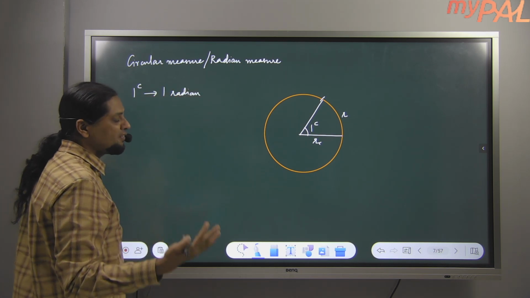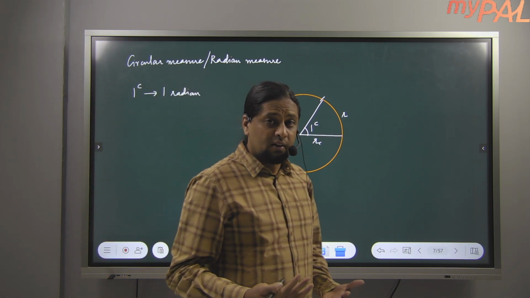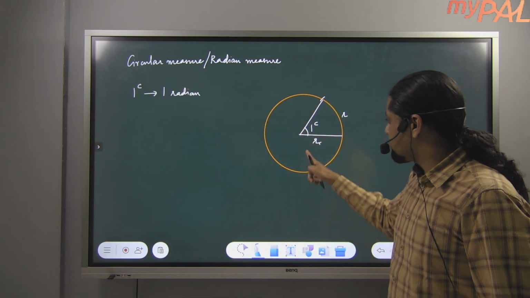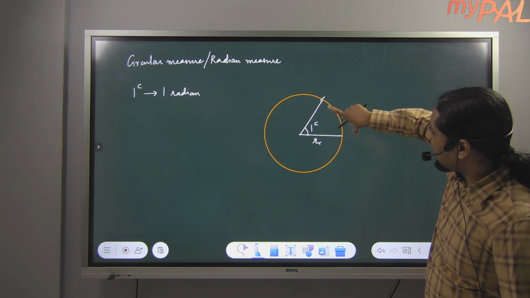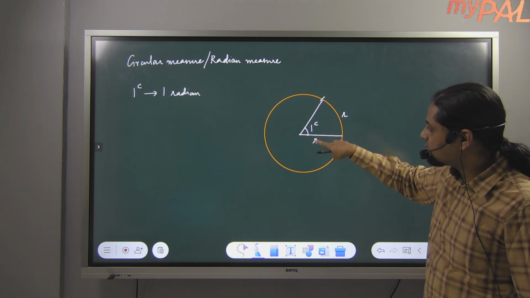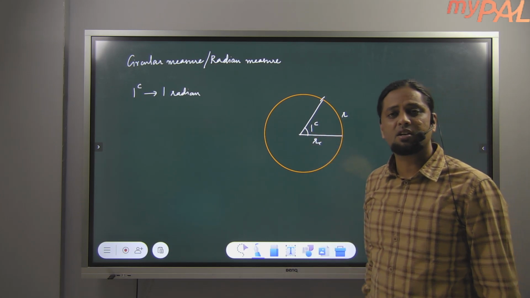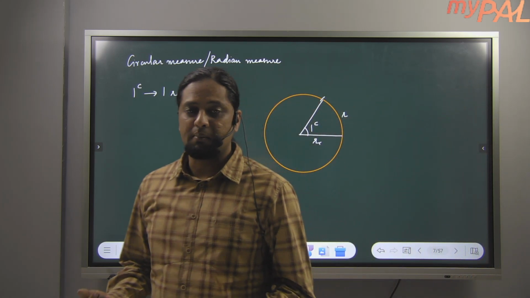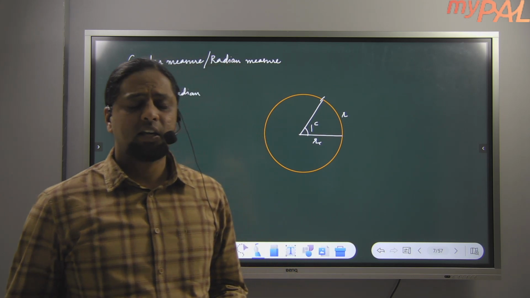I repeat, what's the definition of a radian? In a circle whose radius is r, if I cut an arc whose arc length is r, which is equal to the radius of the circle, the angle subtended at the center of the circle is nothing but the measurement of 1 radian.